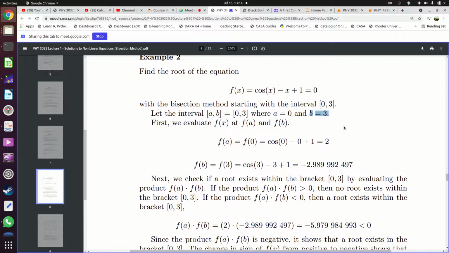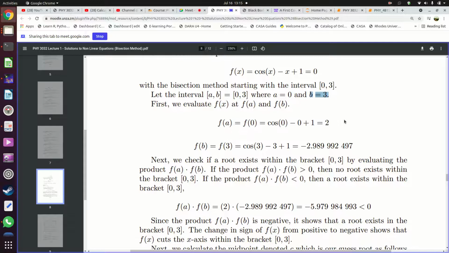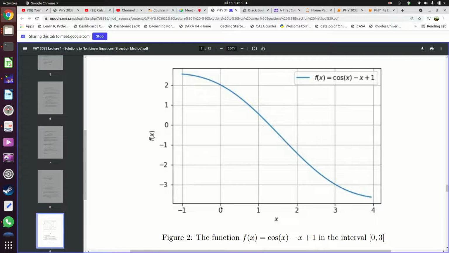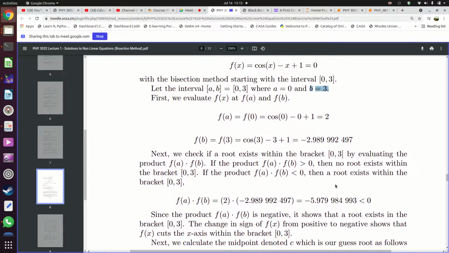So after setting your a to 0 and your b to 3, the next thing you have to do is find out the value of this function, f of x equals cos x minus x plus 1. What is the value of the function at a, and at b? If you look at the graph, the value of the function at 0 is somewhere close to 2, but maybe not exactly 2. And the value of the function at 3 is somewhere close to minus 3. So the graph gives you a rough idea, but you actually have to work out the value of the function at this particular point.